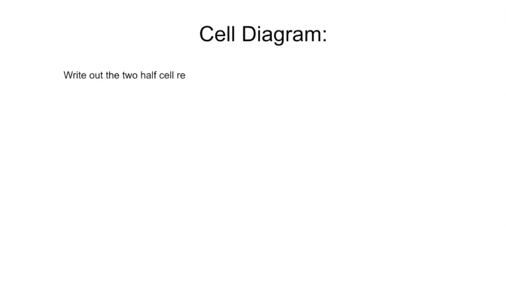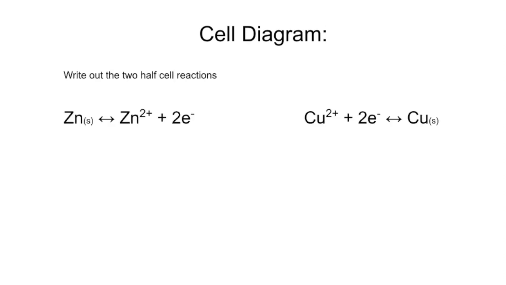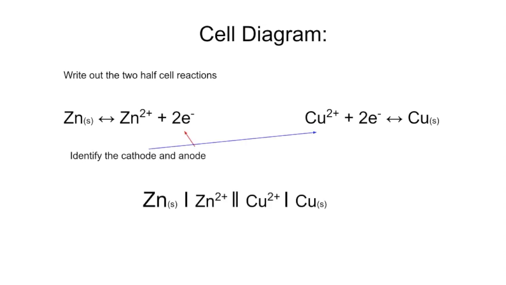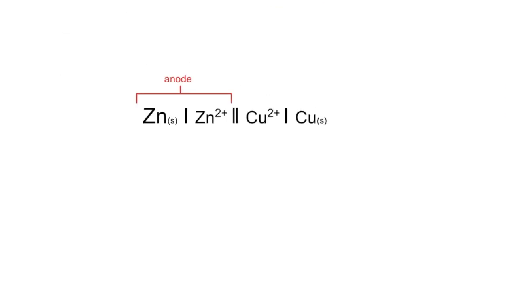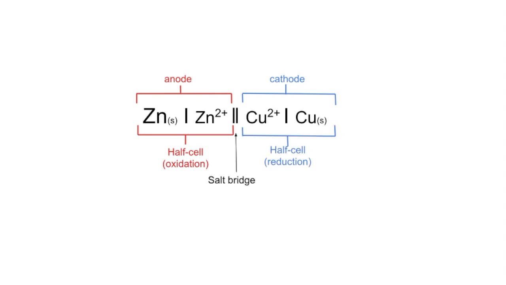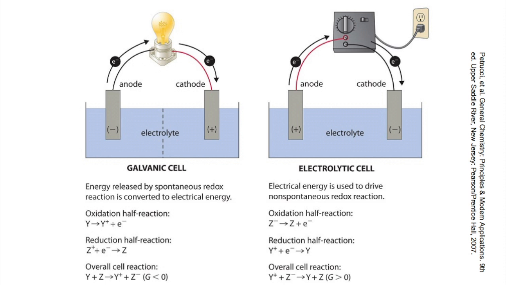To create a cell diagram, write out the two half-cell reactions and determine which is the anode and which is the cathode. The anode is at the left and the cathode is at the right. Oxidation occurs at the anode, while reduction occurs at the cathode, and the salt bridge is in the middle.